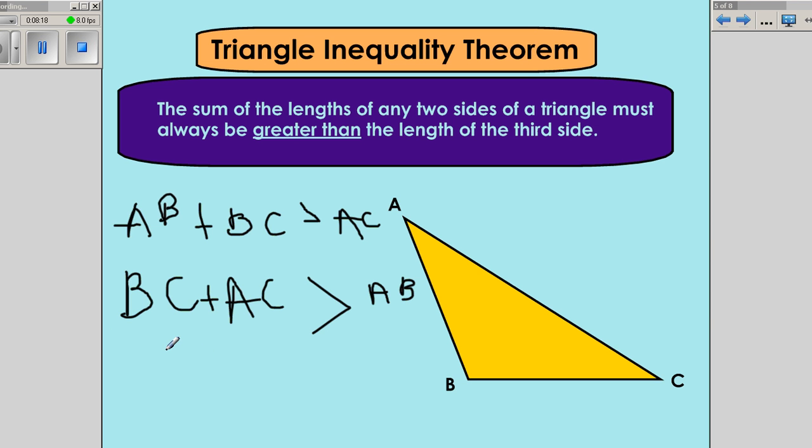And lastly, we'll have to take side AC with AB, and those added together will have to have a sum that's greater than side BC. If this is true for all 3 inequalities, then we know we're dealing with a triangle. If it's not true, then it's not a triangle, because the triangle inequality theorem states that the sum of any 2 sides must always be greater than the third side. And let's take a look at an example problem.